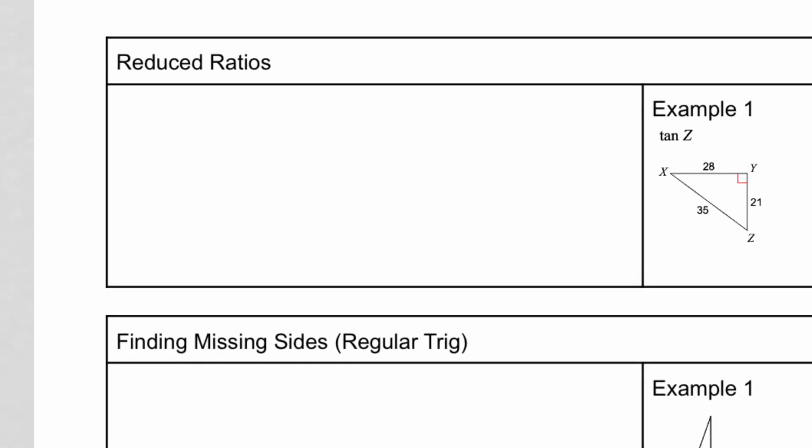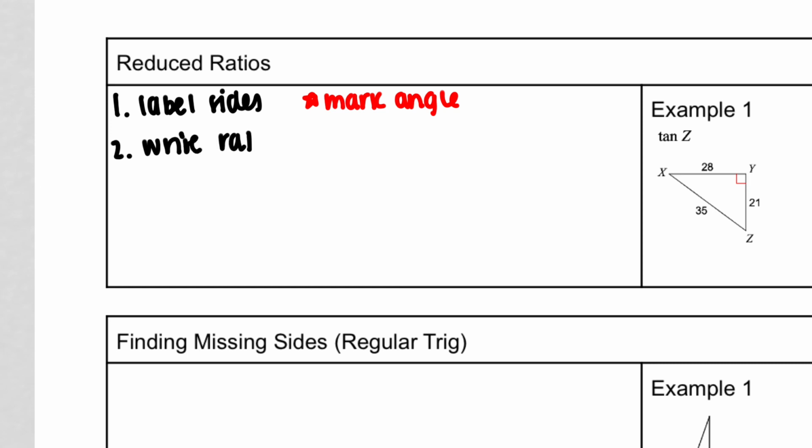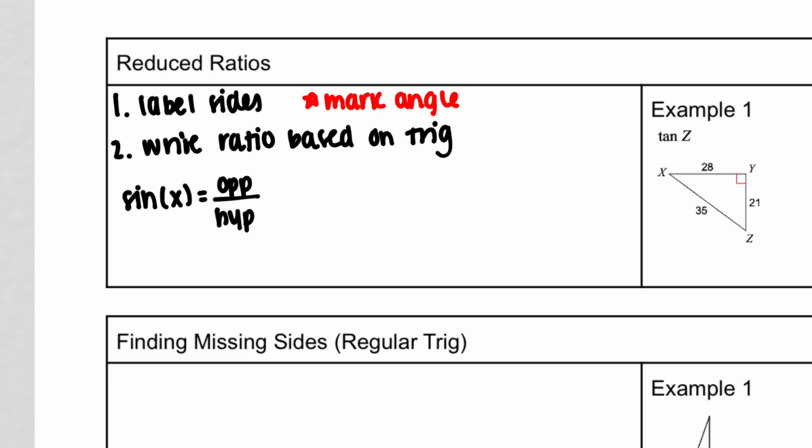Now with reduced ratios, there are some trig ratios we learned. With reduced ratios, the first thing you're going to do still is label your sides, but you need to make sure that you mark your angle of interest too. After you've labeled your sides, you're going to write a ratio based on trig. And at this point, we introduce you to 3 trig ratios. The first one we talked about was sine. And what sine is, we take the opposite side over the hypotenuse side. So this right side right here, this little fraction, that's the ratio we're talking about.